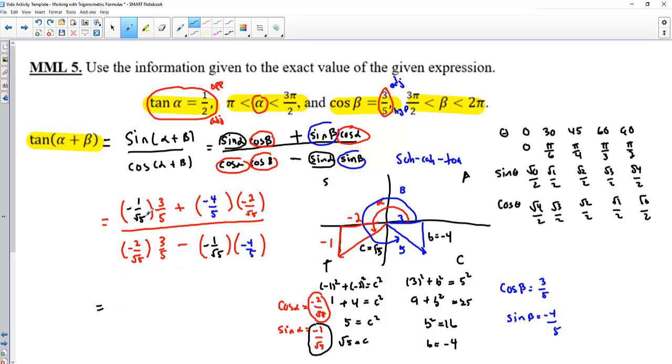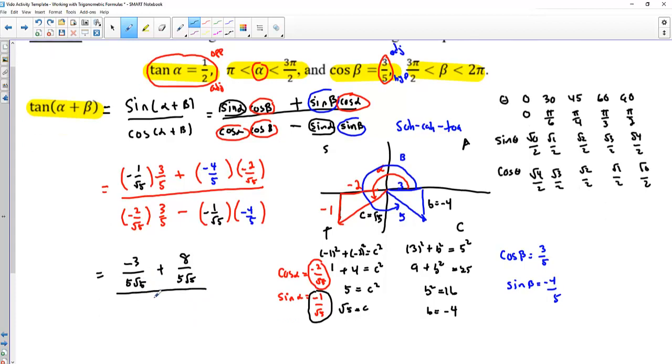So here you have negative 3 over, and we'll write this as 5 root 5 when you do the multiplication. And then plus, a negative times a negative is a positive, 8 over 5 root 5. And that's all divided by, so on the bottom, we have what? Well, you have negative 2 times 3 right here. And so you get negative 6 over 5 root 5. And then minus, a negative times a negative is a positive, so you have 5 on top. And then you have root 5 times 5, which we'll write as 5 root 5.